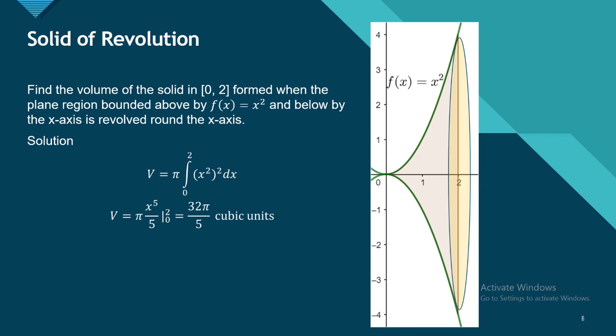The integral of x to the 4th is going to be x to the 5th over 5, and then evaluated from 0 to 2. And so you know how to do this. It's going to be equal to 2 to the 5th pi over 5 minus 0. And that is equal to 32 pi over 5 cubic units.